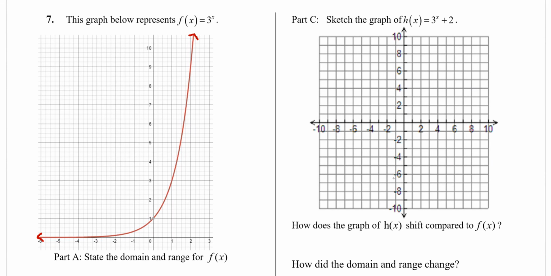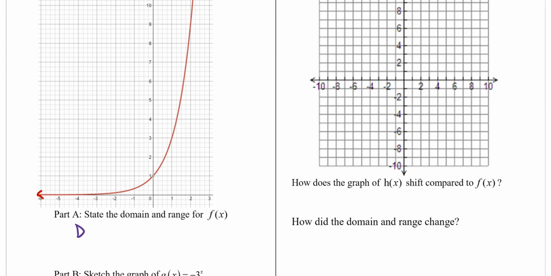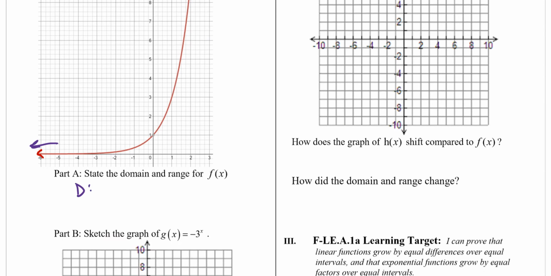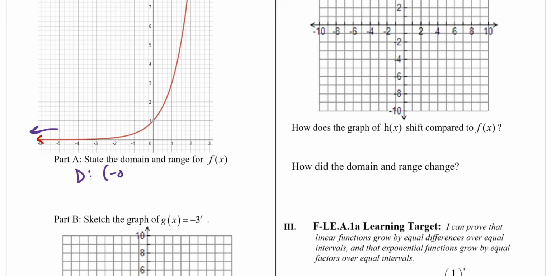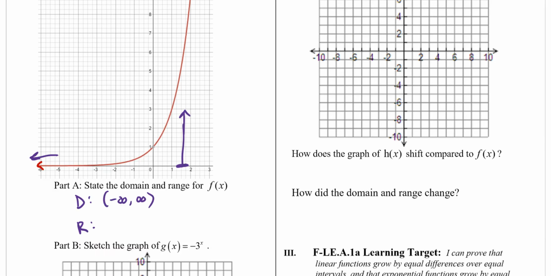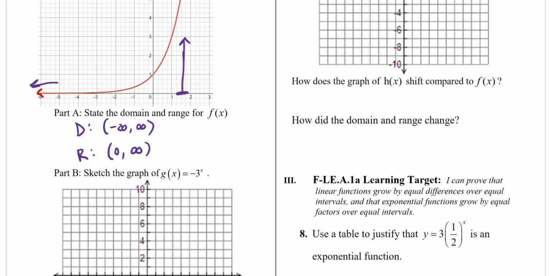Number 7, the graph below represents 3 to the x. State the domain and the range. Well, we know that domain is the inputs. And we can see that x goes left forever. And x also, because of that arrow, is going to go right forever. So our domain is negative infinity to infinity. And then my range is the possible outputs. Well, my outputs stop at 0 and they go up forever. So my range is 0 to infinity.